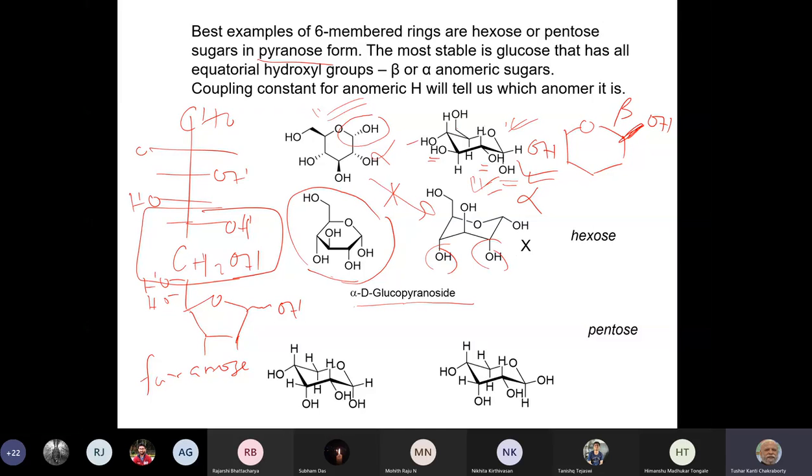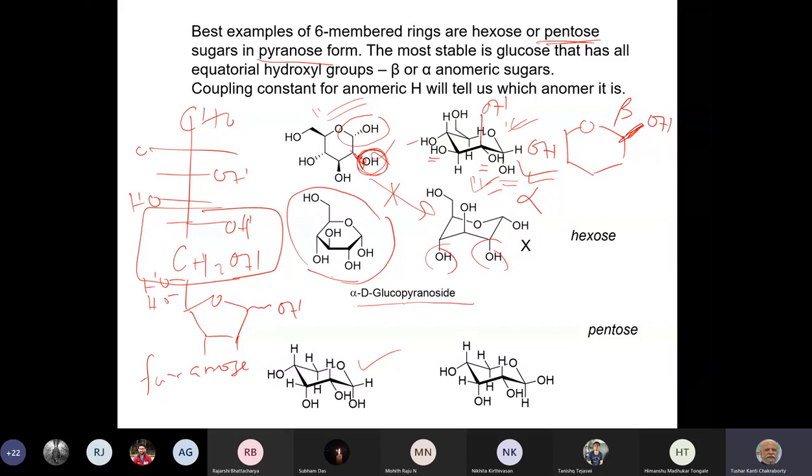I said earlier that if you have a pentose sugar, you can also have a 6-membered ring if it remains in the pyranose form. The substituents occupy this kind of position. For example, this hydroxyl here in glucose, which I'm circling, is down. If you have mannose, which is basically a diastereomer of glucose, then this hydroxyl will be up.